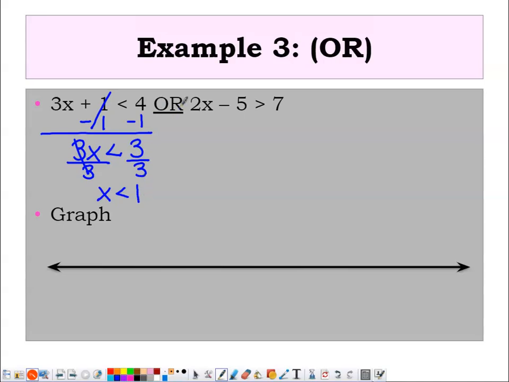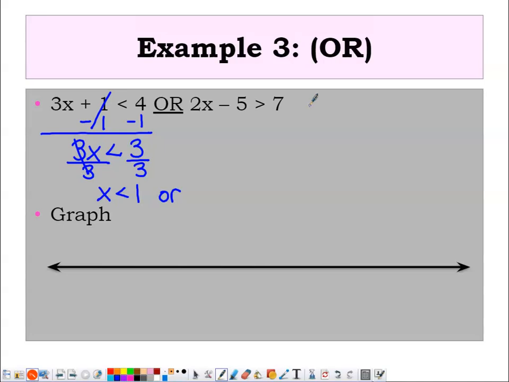Okay? I'm going to keep this OR phrase. I'm going to go ahead and write that down below, just so I remember it is an OR statement, meaning that we only need one or the other to be true. Okay? So we're going to go ahead and solve this inequality. 2x minus 5 is greater than 7.